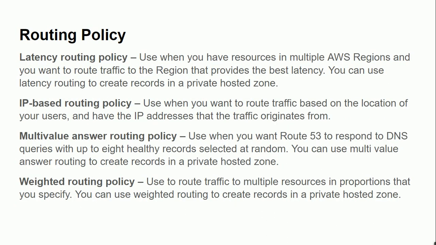Now, the latency routing policy is used when you have resources in multiple AWS regions. IP-based routing is used when you want to route traffic based on the location of your users and the IP addresses that the traffic originates from. Then the multivalue answer routing policy is used when you want Route 53 to respond to DNS queries with up to eight healthy records selected at random.